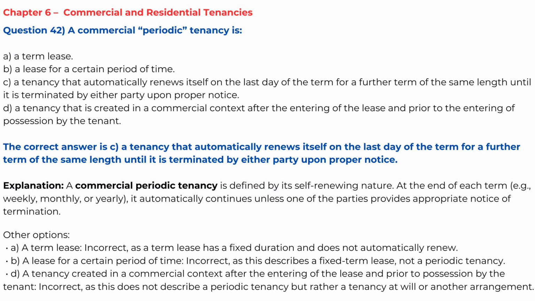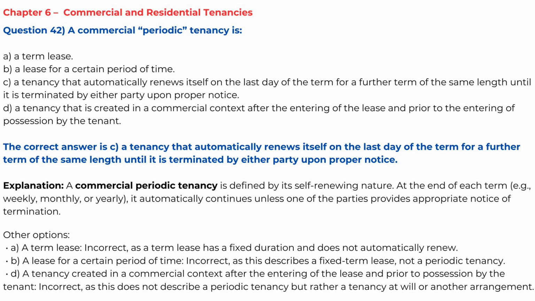Question 42. A commercial periodic tenancy is, the correct answer is C, a tenancy that automatically renews itself on the last day of the term for a further term of the same length until it is terminated by either party upon proper notice. Explanation. A commercial periodic tenancy is defined by its self-renewing nature. At the end of each term, e.g., weekly, monthly, or yearly, it automatically continues unless one of the parties provides appropriate notice of termination.